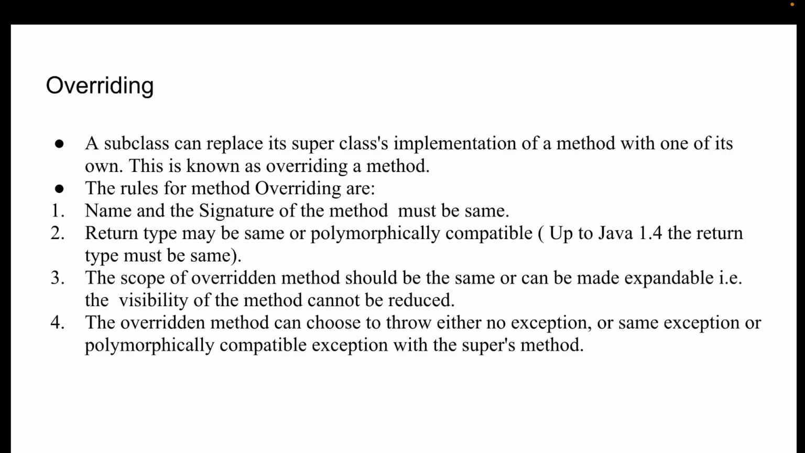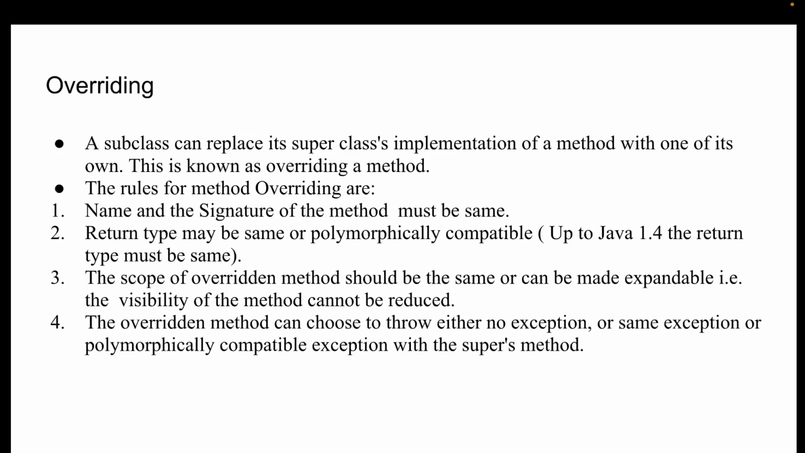There are some rules for method overriding. The name and signature of the method must be the same. Like in method overloading as well, right? We had the name and signature. But what was different in method overloading? The number of parameters can be different and the data type of the parameters can be different. But in method overriding, the signature of the method must be exactly the same. The data type also must be exactly the same.